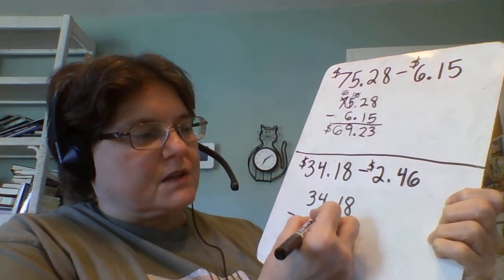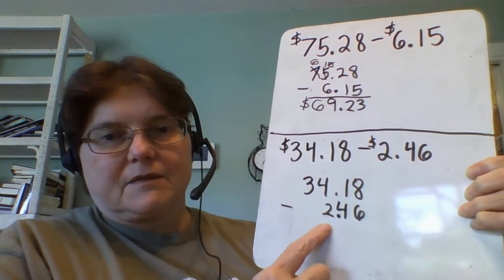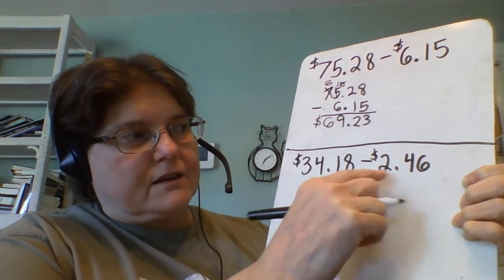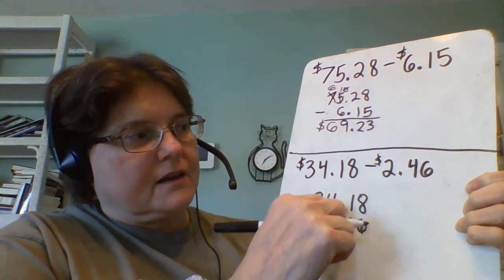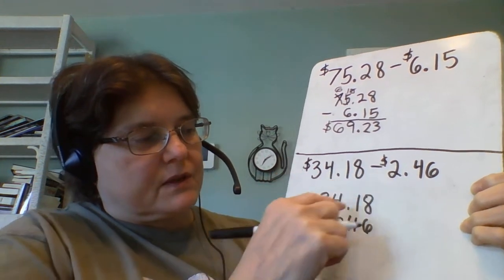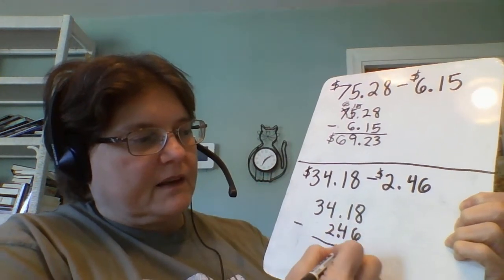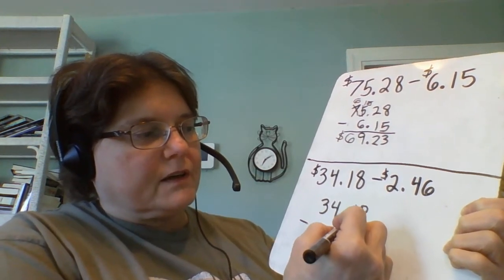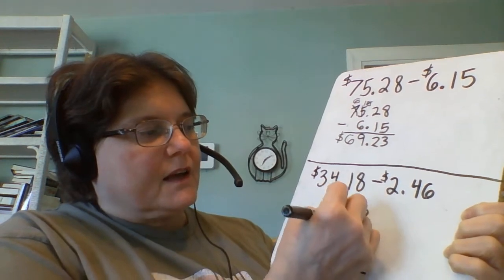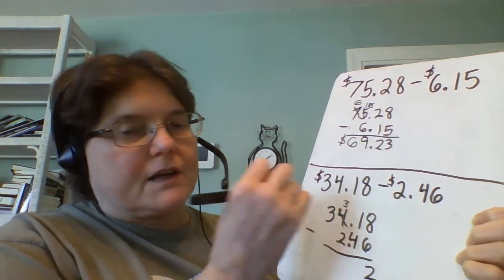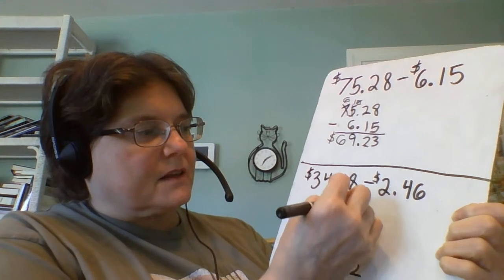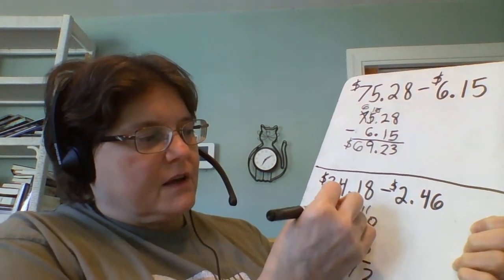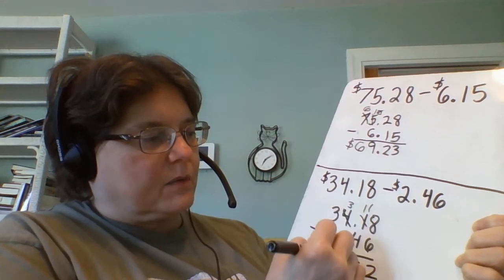My decimal point goes there, my 2 goes there. See how it's lined up from the right? The 6 and the 8, the 4 and the 1, and then the decimal points. 8 minus 6 is 2. 1 minus 4, I can't do 1 minus 4. I have to take that and make it a 3, and then make this an 11. 7, put a decimal point. 3 minus 2 is 1, and then bring down my 3.